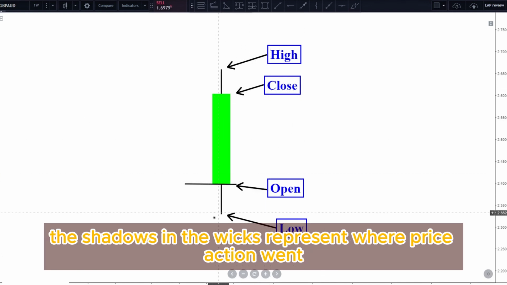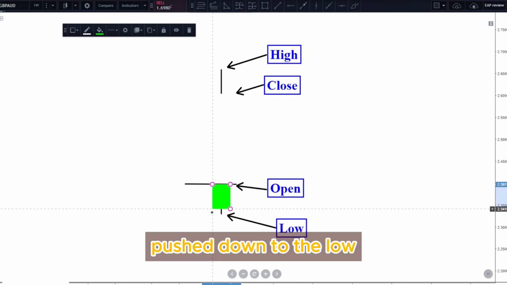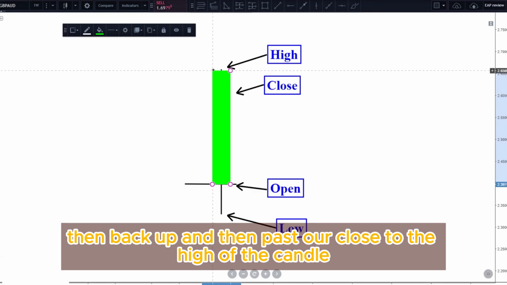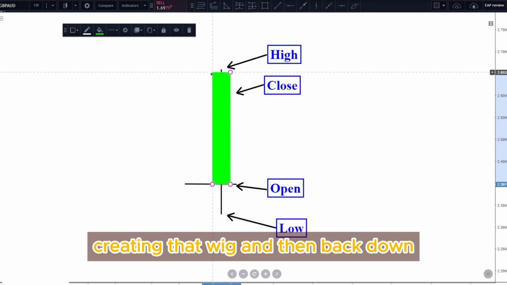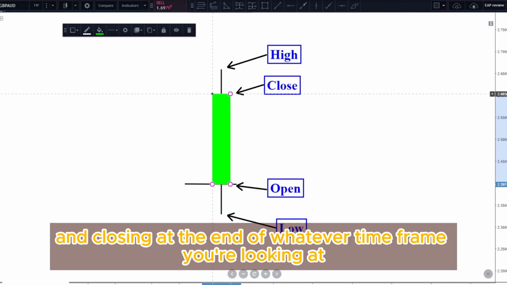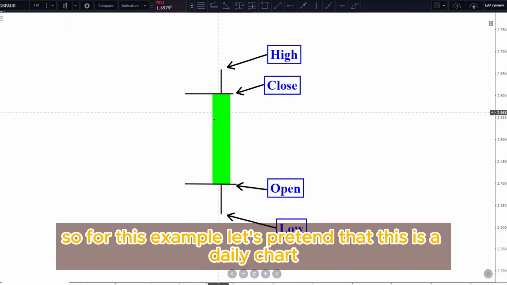The shadows and the wicks represent where price action went. So in this case, we would have had a candle that started here at the open, pushed down to the low, then back up, and then past our close to the high of the candle, creating that wick, and then back down and closing at the end of whatever time frame you're looking at to create the close of the candlestick.